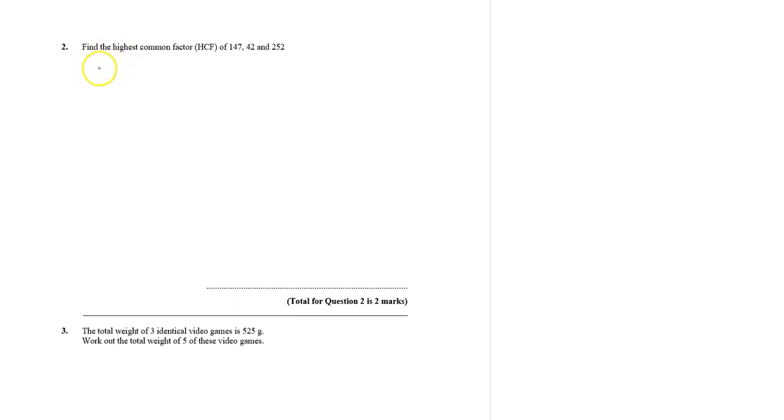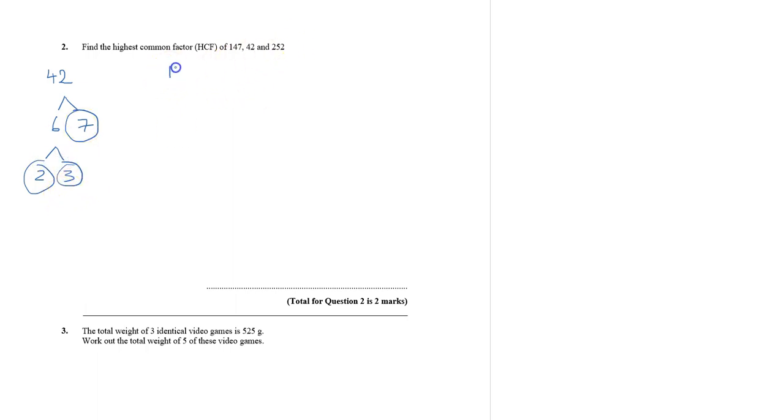So question number 2, it says find the highest common factor of 147, 42 and 252. Now, the easiest way to do this is to find the prime factors of each number, which seems like quite a lot for 2 marks. But anyway, we'll start with 42 as it's the easiest one. So 42 is 6 times 7, 7's a prime. 6 is 2 times 3, and they're both primes, so I stop.